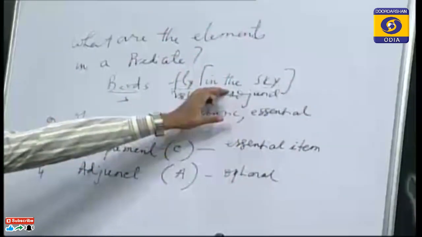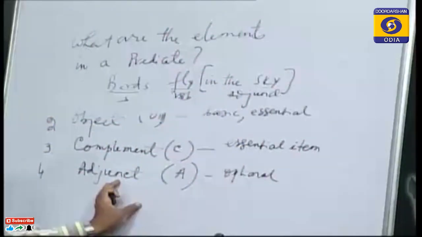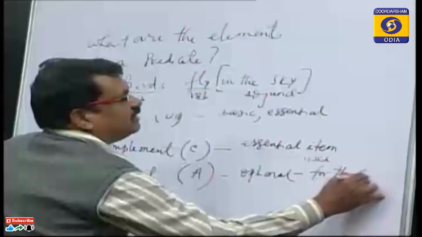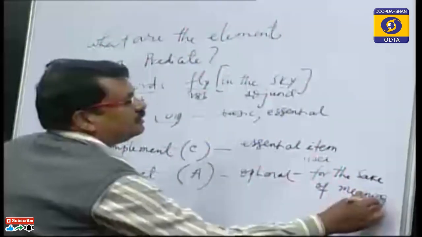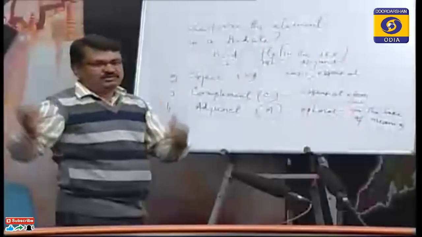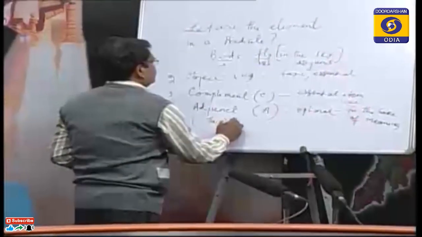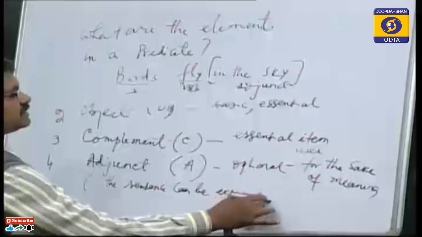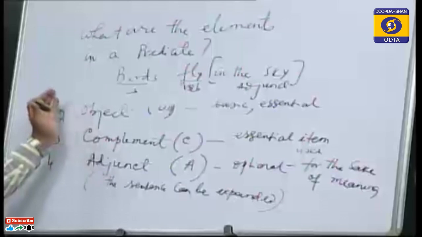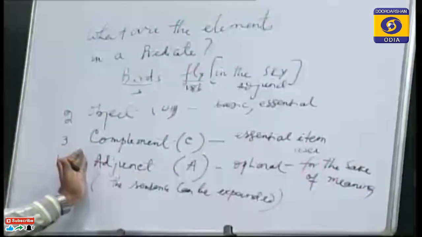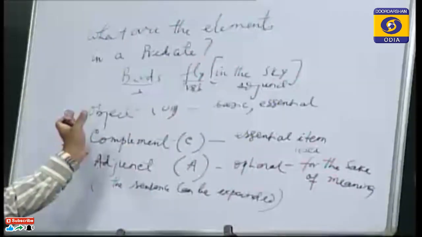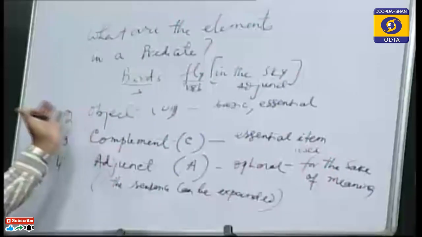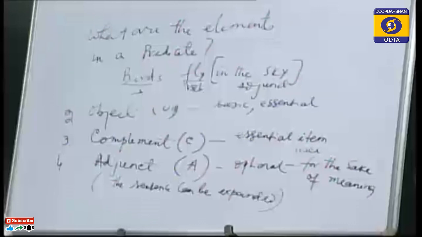So you can drop the adjunct. Adjunct is used for the sake of meaning. By using adjuncts, the sentence can be extended or expanded to any length. But object, complement, and verb are the essential structure in grammar. So in a predicate phrase, you will find verb, object, and complement. These are the basic or essential elements.